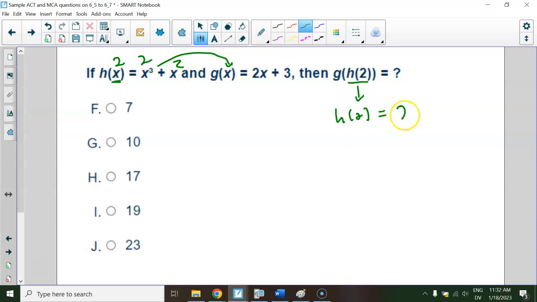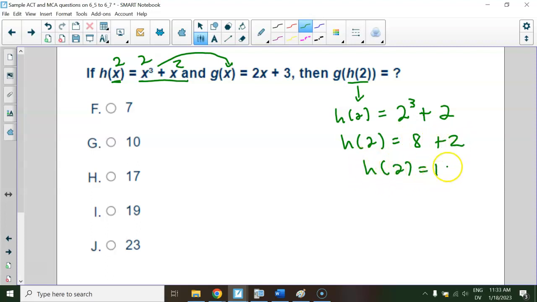That just does the x value cubed plus the x value. So I put 2's in right here for there and there. So h of 2 evaluates to 2 cubed, which is 8, plus 2 more. h of 2 is 10. So basically we can replace this h of 2 with 10, which gives us g of 10. This h of 2 is a 10.